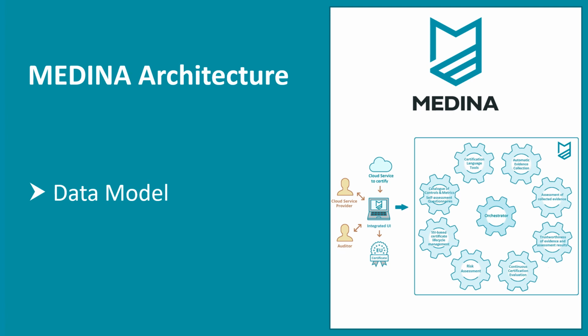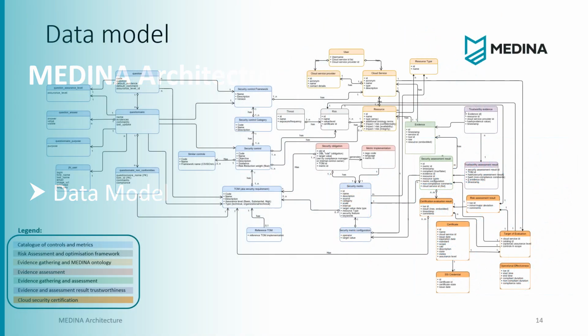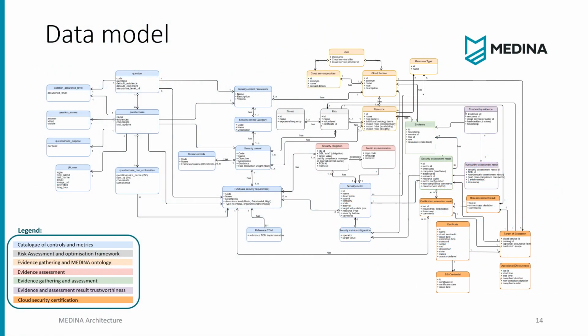Now, let us take a look at the data model used in MEDINA. The data model tries to identify the different entities that are used by the components of MEDINA framework and specify their attributes. This figure shows the data model used in MEDINA as an entity relation diagram.